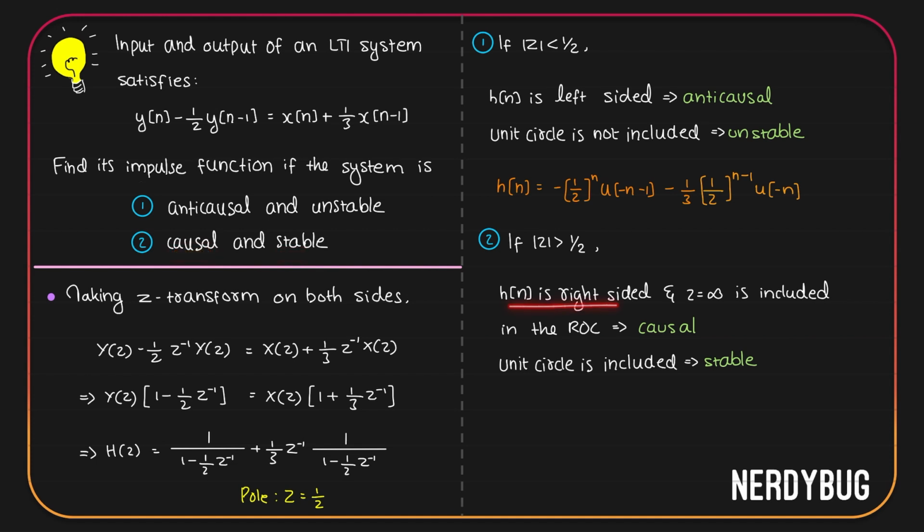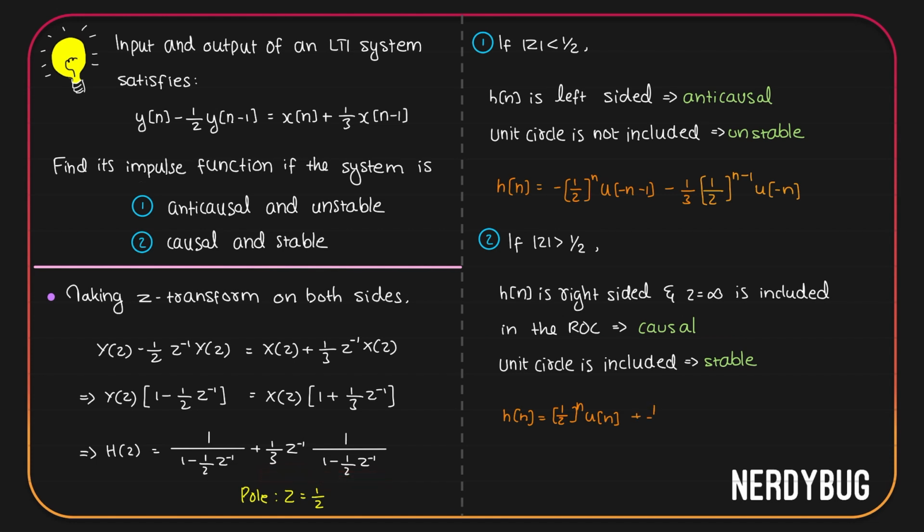Keeping in mind that h of n is right-sided, let us try to find the inverse of h of z given over here. H of n is going to be, the first term is 1 by 1 minus 1 by 2 z inverse. This is of the form 1 by 1 minus a z inverse. In case it is right-sided, its inverse is going to be of the form a raised to n u of n. Here a is 1 by 2, so we get 1 by 2 raised to the power n u of n.